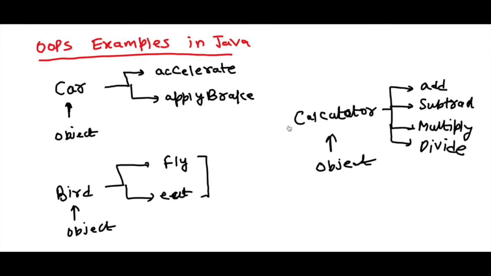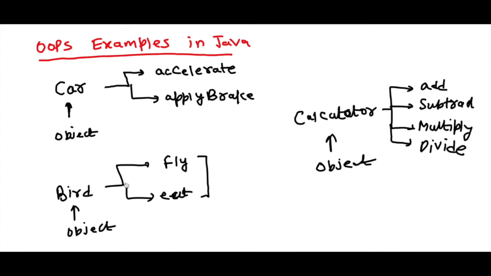Once you have visualized or thought upon the object, then you will start deciding what all features should exist within that object. Let's say for a car, it can accelerate or it can apply the brake, right? For a bird, it can fly or eat. For a calculator, it can add, it can subtract, it can multiply, it can divide, right? So the features corresponding to object reside within that object only. The features do not interfere with each other. It's not like that car features will come in calculator or calculator features will go in bird, right?